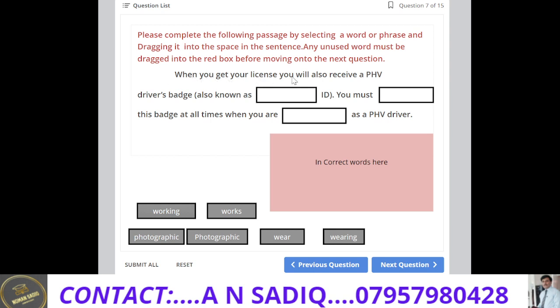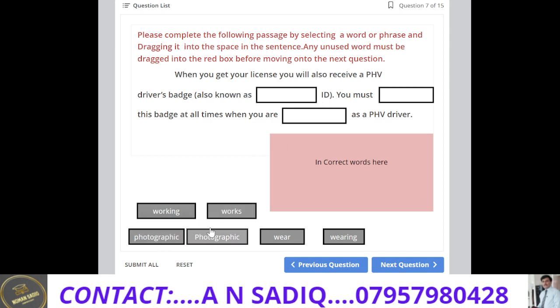When you get your license, you will also receive a PHV driver's badge, also known as a gap, and then it is ID. You must, again there is a gap, this badge all the time when you are, again a gap, as a PHV driver. So when you get your license, you will also receive a PHV driver's badge, also known as which ID? It is called photographic ID.